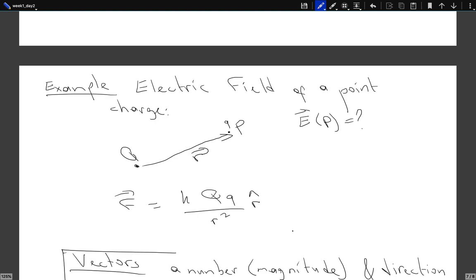And I'm just multiplying that vector with a number. So if I know the components of this vector in a concrete example, I can calculate this unit vector, I can calculate this number, and then I know what the force is.